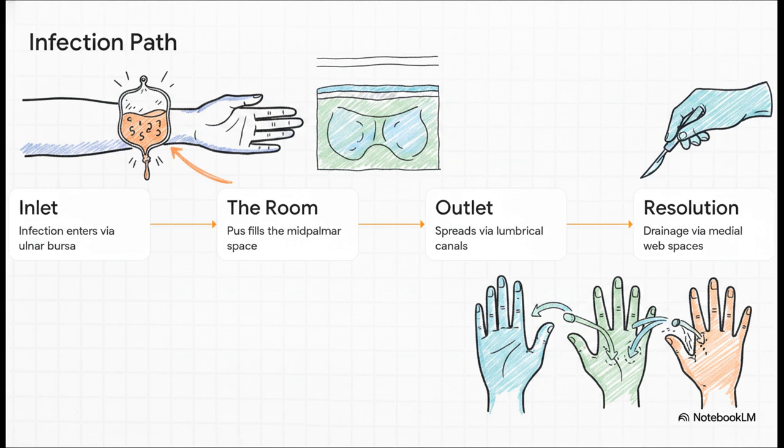Step 2, the room fills up. That potential space expands, the pus builds, and because that tough palmar aponeurosis ceiling just won't give way, the pressure causes absolutely severe pain. Step 3 is the outlet. The pus travels distally, following the path of least resistance right through those medial 3 lumbrical canals and into the web spaces. And finally, step 4 is resolution. By knowing these exact outlets, a surgeon knows precisely where to make the incisions to safely relieve all that pressure.